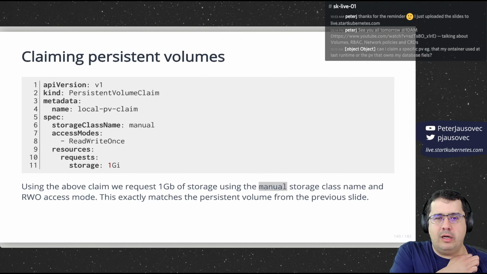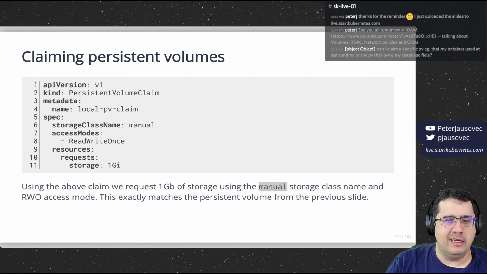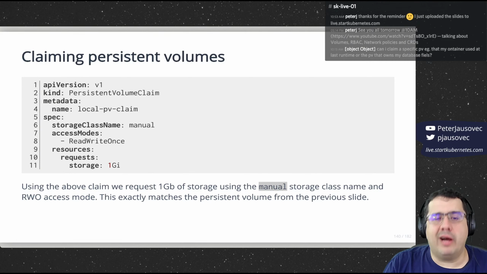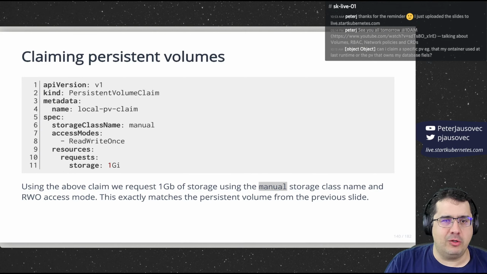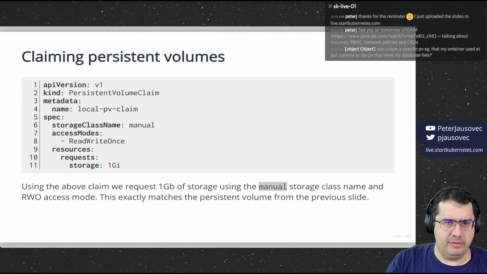So how do you go about claiming the persistent volume, right? In this claim on the slide, we're requesting 1 gigabyte of storage using the manual storage class name and the ReadWriteOnce access mode. And this exactly matches the persistent volume that I had on the previous slide.